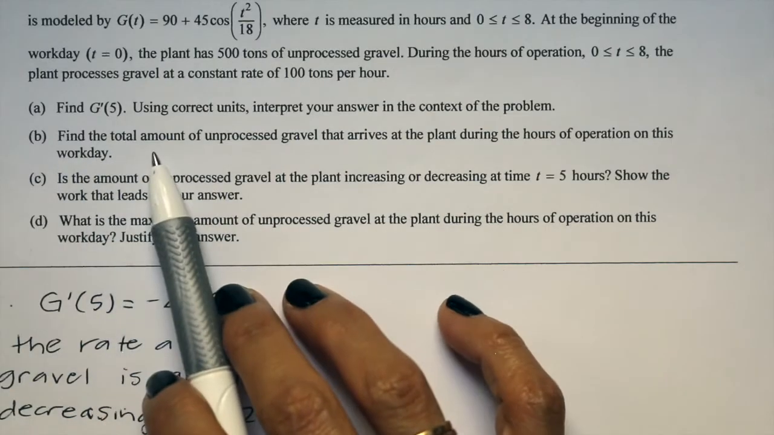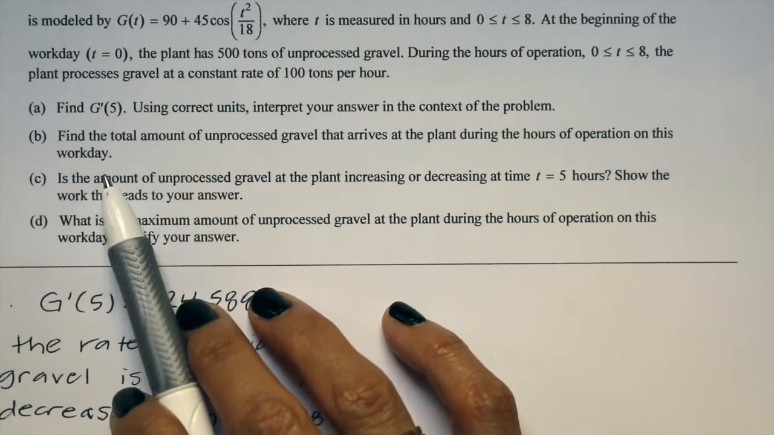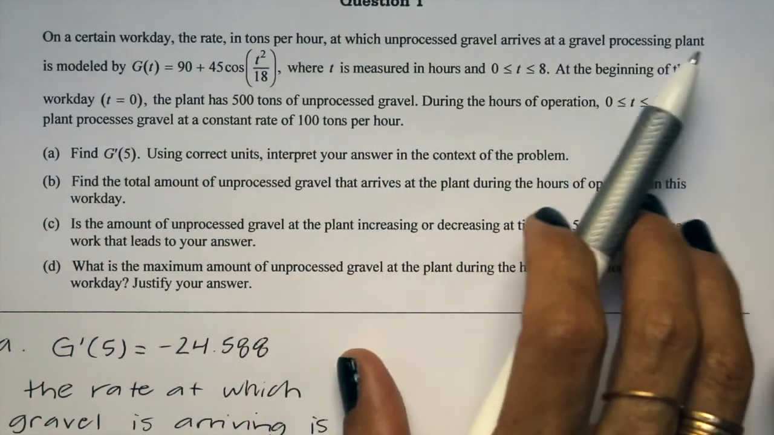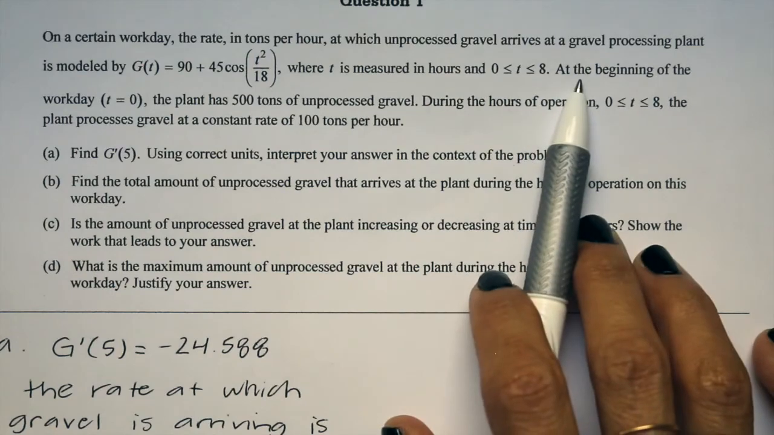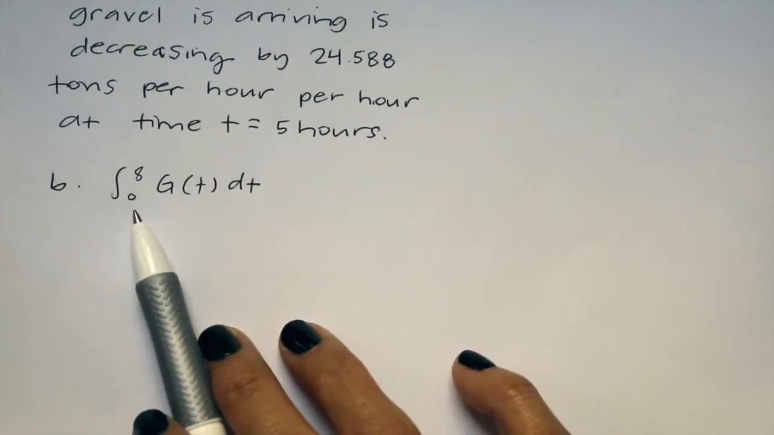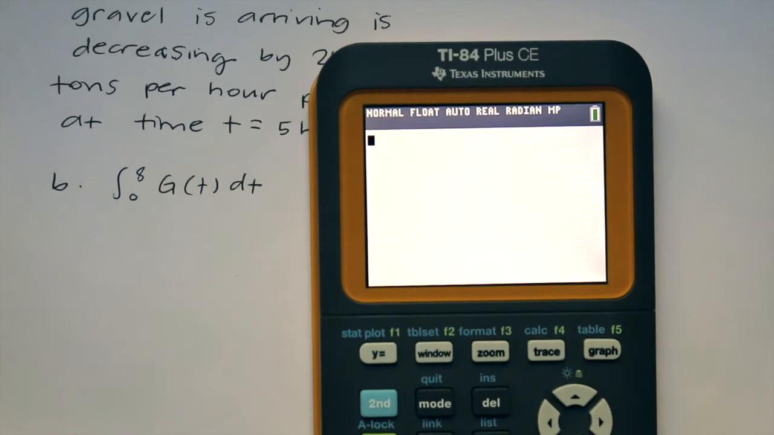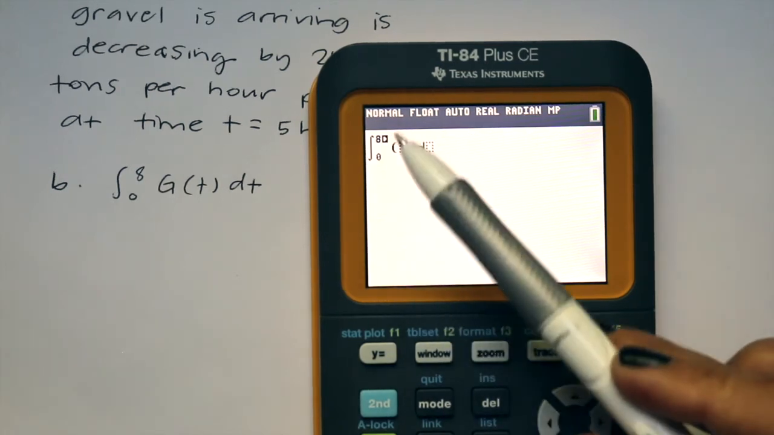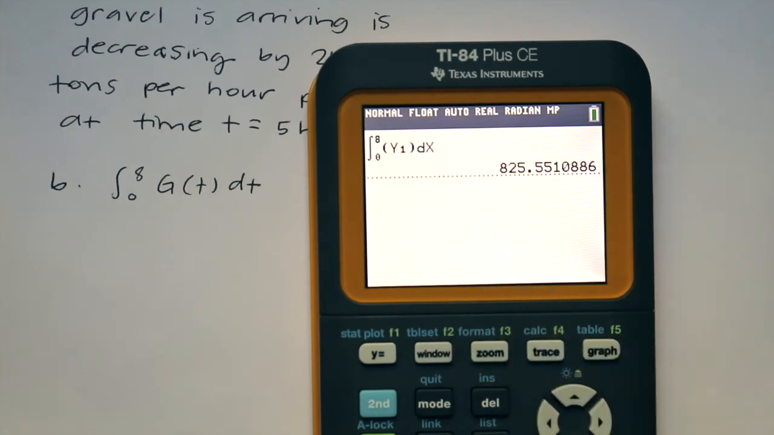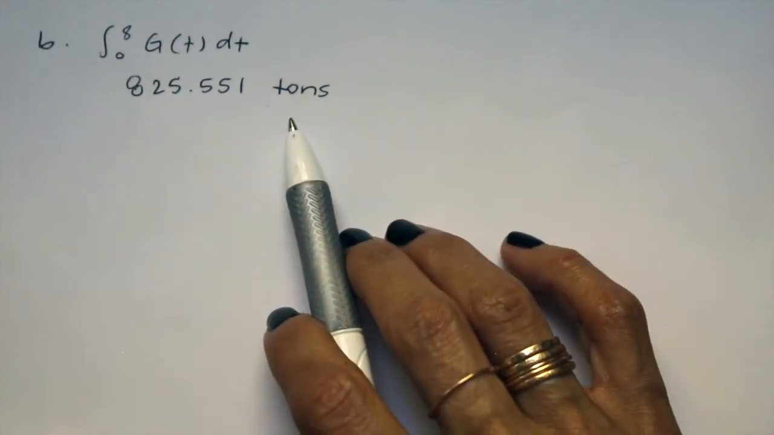Part B says find the total amount of unprocessed gravel that arrives at the plant during the hours of operation on this workday. Since g represents the rate at which unprocessed gravel arrives at the gravel processing plant, and the workday goes from 0 to 8, we're going to integrate from 0 to 8 g of t dt. Just a reminder, we have g of t as our y1. So we're going to go math 9. We're integrating from 0 to 8, and we're going to call up y1, and we get 825.551. So we have 825.551 tons of unprocessed gravel.